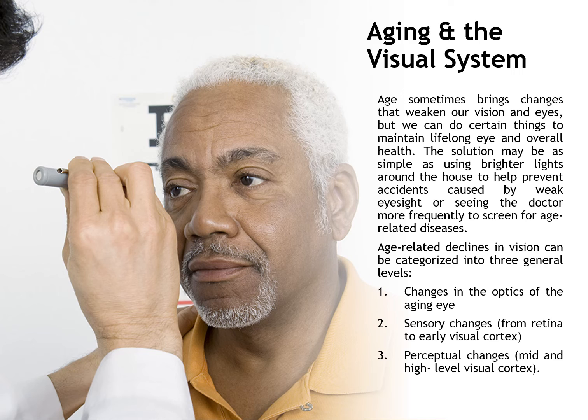Age-related declines in vision can be categorized into three general levels. The first is changes in the optics of the aging eye. The second is sensory changes from retina to early visual cortex. And the third is perceptual changes. This is the mid and high level visual cortex area of the brain.